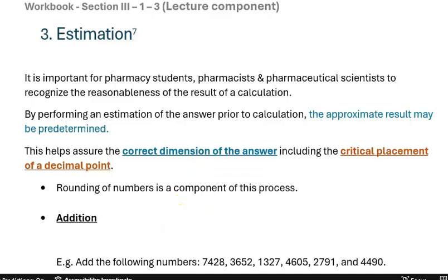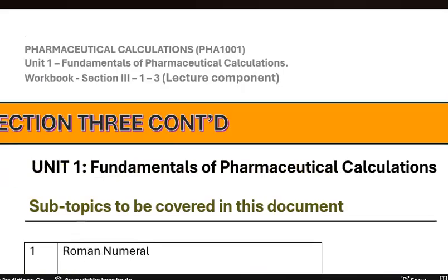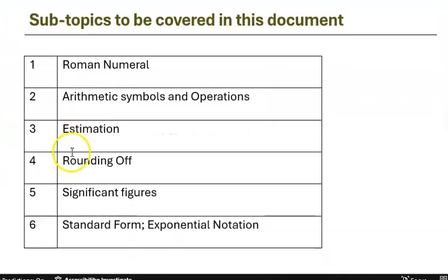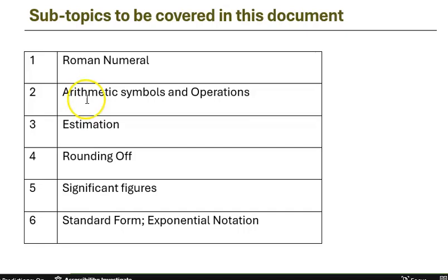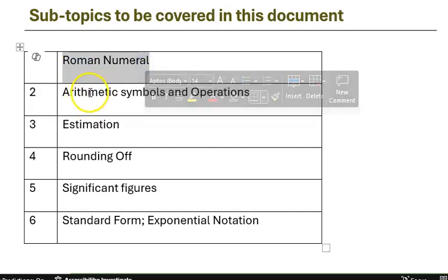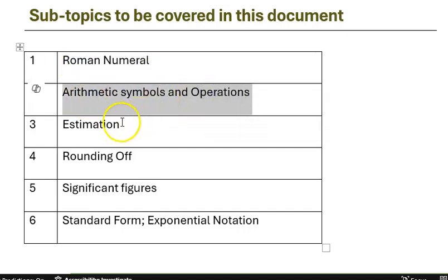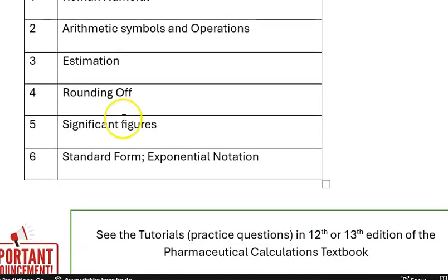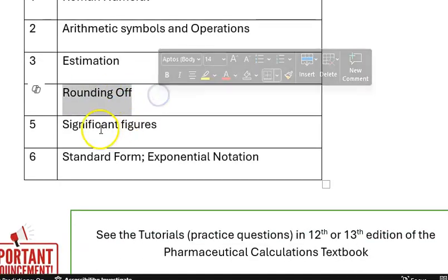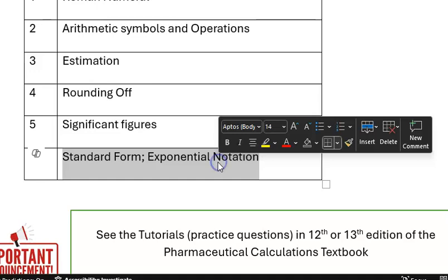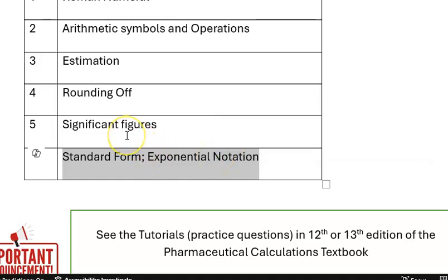So again, this is a part of the subtopic for this module. So we have covered Roman numerals. We have just done the operations, multiplication, division, your symbols, and estimating your answer. In the next recording, we are going to look at rounding off, significant figures, and standard form. Depending on the length of the video, I may split these into small videos.